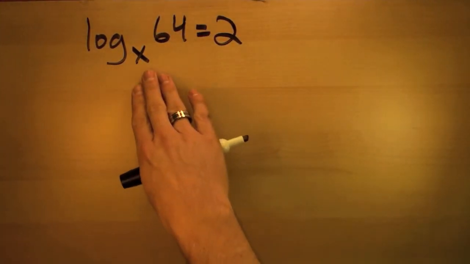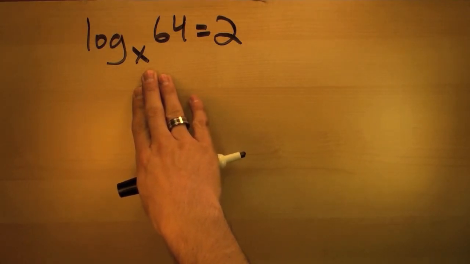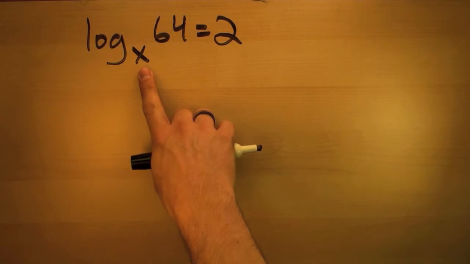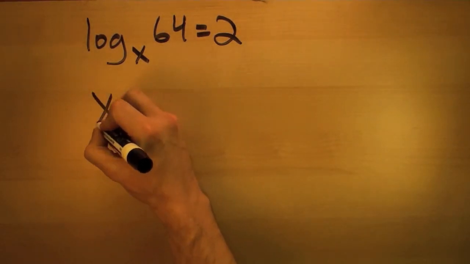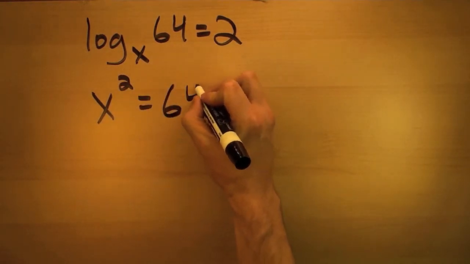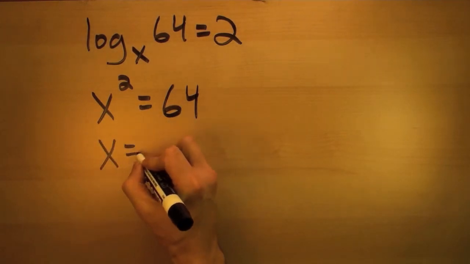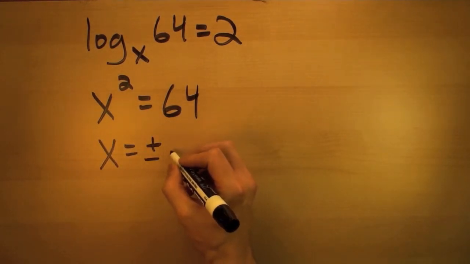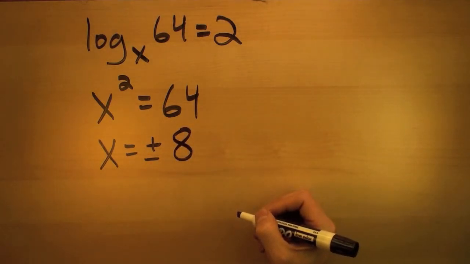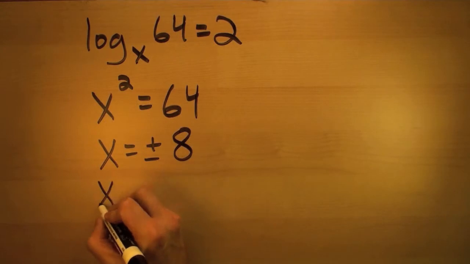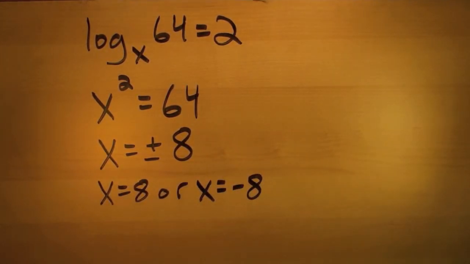Now let's try a problem where the variable occurs in the base, but we'll solve it just like we did a minute ago. So convert it to exponential form, so base x with a 2 exponent equals 64, so x squared equals 64. If we take the square root of both sides, we get x equals plus or minus the square root of 64, which is 8. So this means that x is equal to 8, or x is equal to negative 8.